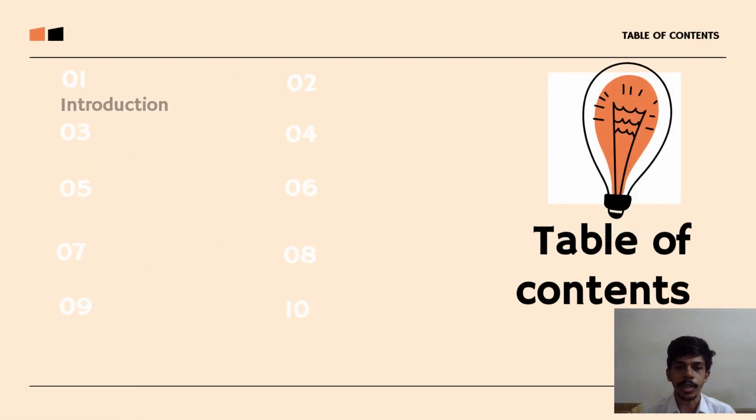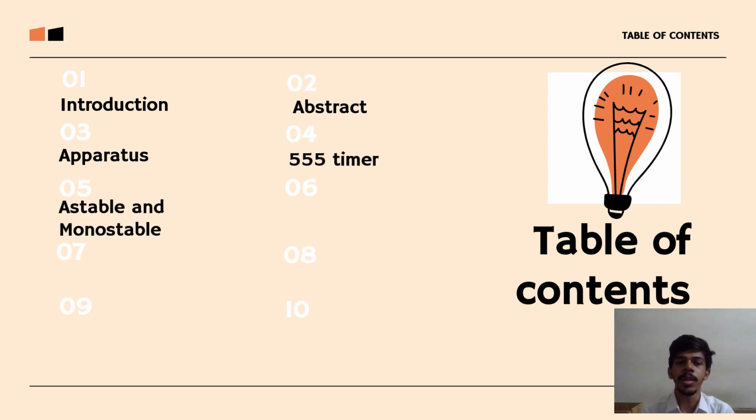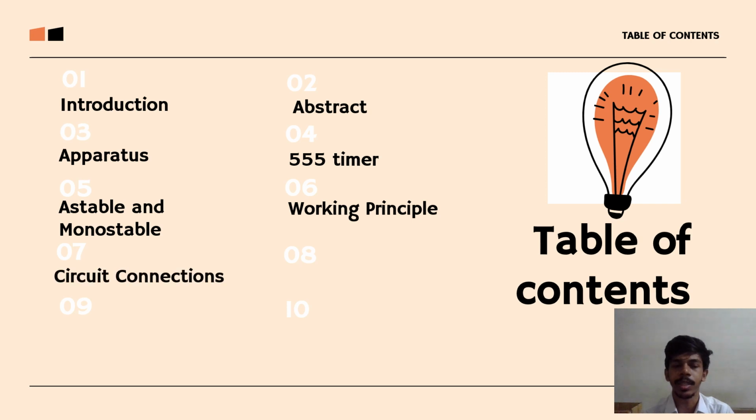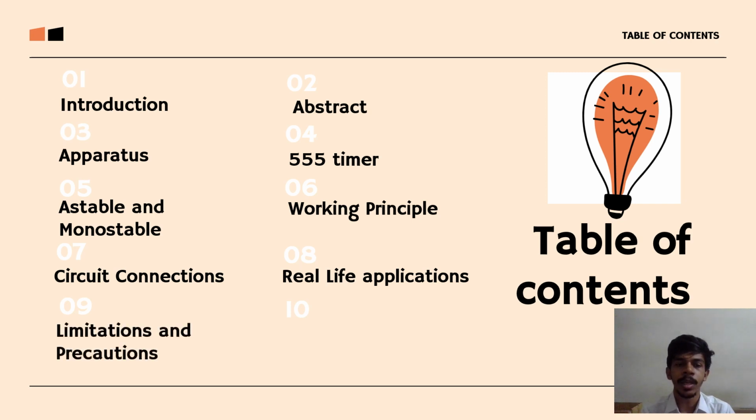So the table of contents. In the table of contents, we have created 10 contents. First is introduction, second is abstract, third is the apparatus part, fourth a brief discussion on the 555 timer, fifth astable and monostable situation of the 555 timer, sixth the working principle of the whole circuit, seventh the circuit connections, eighth the real life applications of this circuit, or in this case the doorbell, ninth limitations and precautions of this circuit we have created, and tenth the discussions and conclusion part.